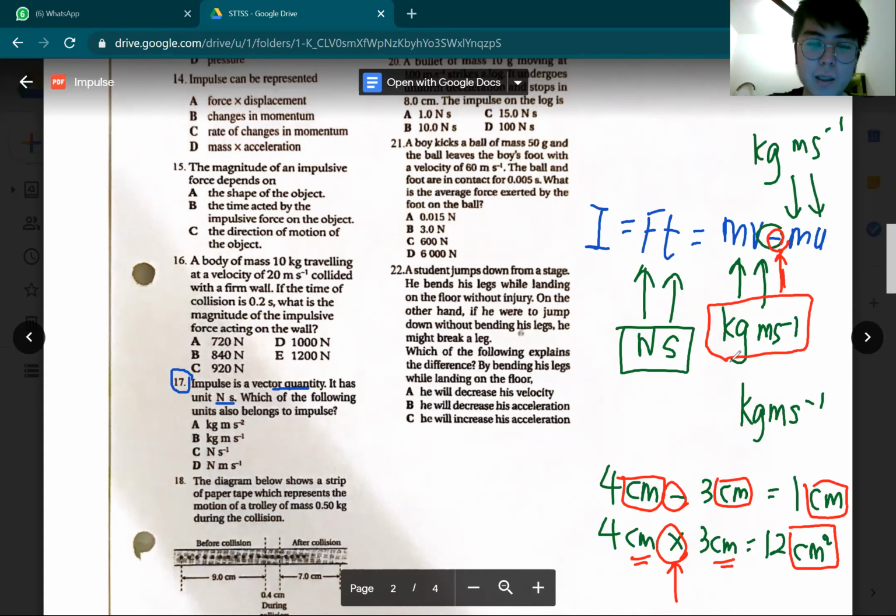Okay, hopefully it doesn't confuse you. Right. If you still don't understand, then just let me know. Okay, now you have two units, ns and kg ms minus 1. So your answer is kg ms minus 1.